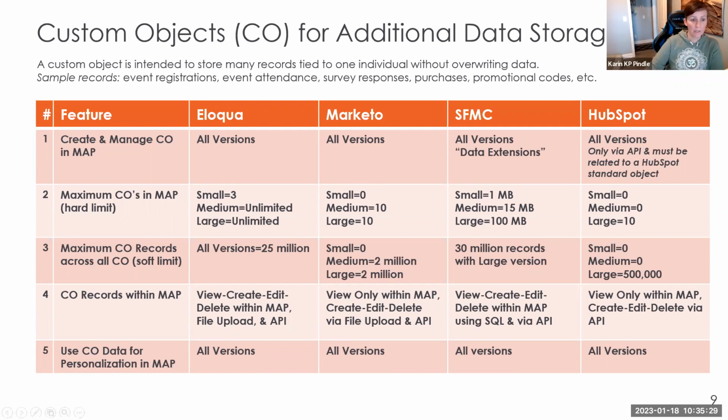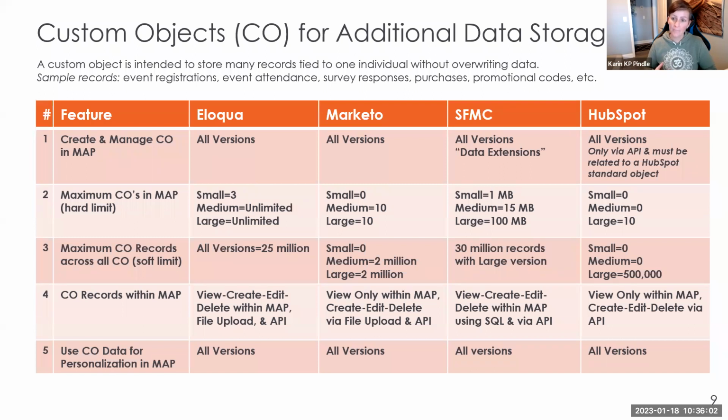Now, the maximum custom objects in the marketing automation platform, these are hard limits. The next category is going to be soft limits. When you get Eloqua small version, you get 3 custom objects. With a medium and large, as many as you want to set up, you can. Marketo, 0 with the small version, and then you get 10 with the medium and large versions. Salesforce Marketing Cloud, they don't do it because data extensions function differently. They do it by megabytes. So it's 1 megabyte, 15 megabytes, and 100 megabytes by their versions.